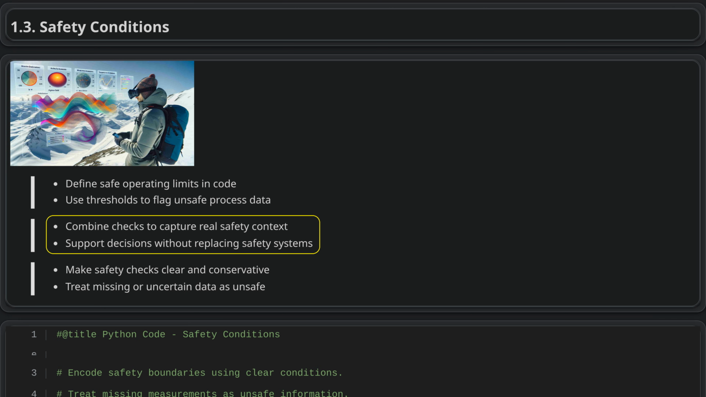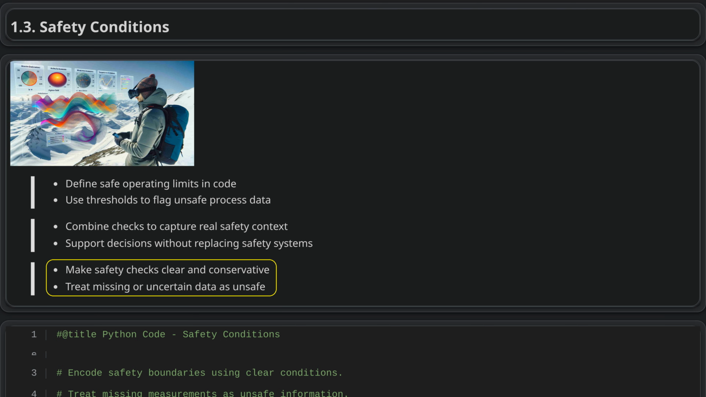Engineering scripts often use conditional logic because safety depends on several factors at once, such as temperature, cooling, agitation, pressure, or vent status. These checks help reflect the real operating context and make it clear why a situation is considered safe or needs action. They improve reliability and understanding, but they do not replace formal safety systems.